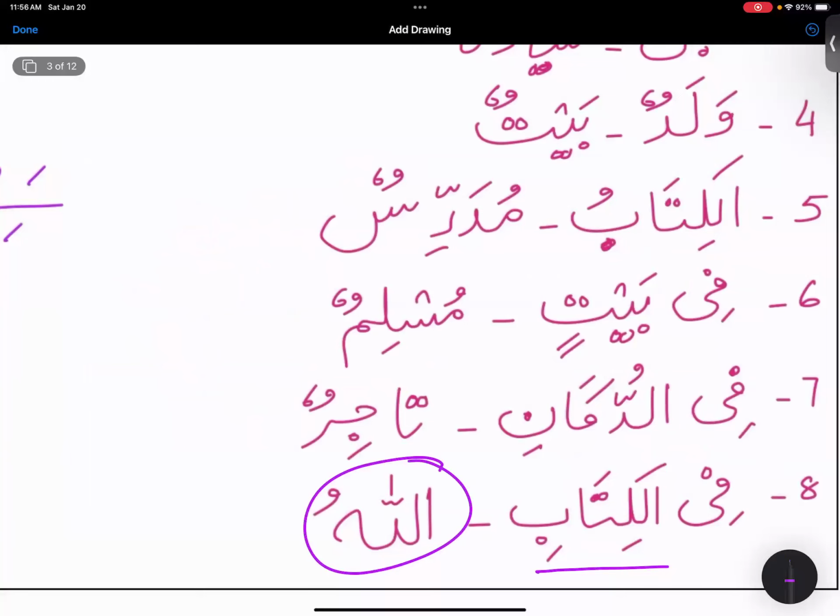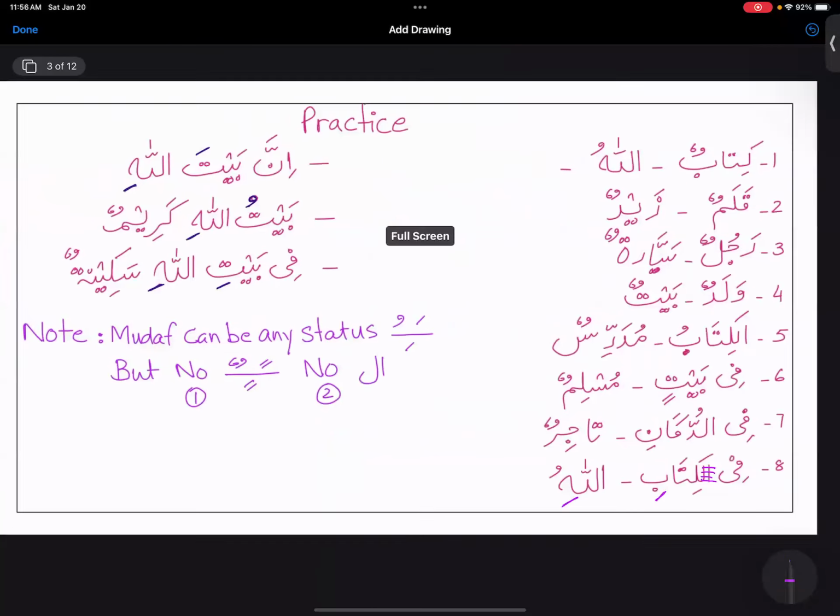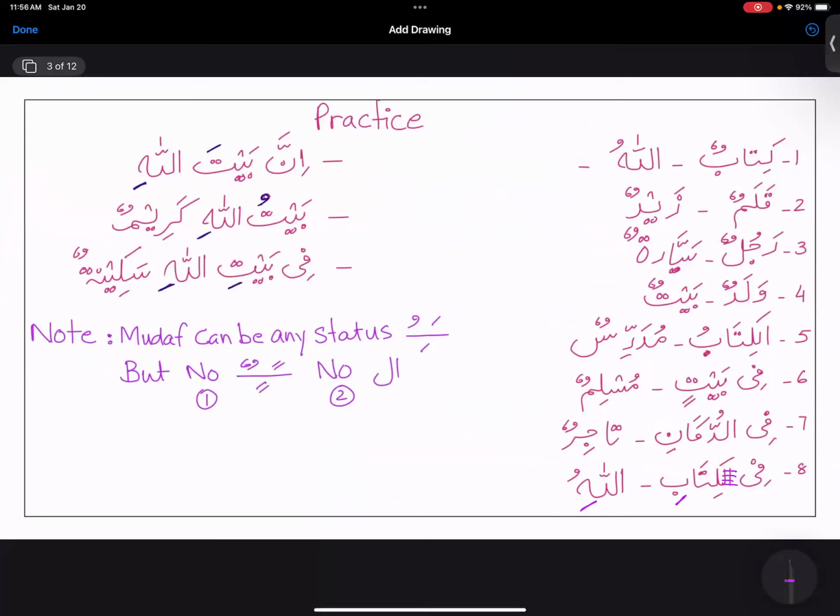Our mudaf ilayhi can take al. It is permissible for mudaf ilayhi to have al, but that is not the case for our mudaf. So we are going to drop this al, right? So fi kitabillahi, in the book of Allah subhanahu wa ta'ala. Make sense? Yes.